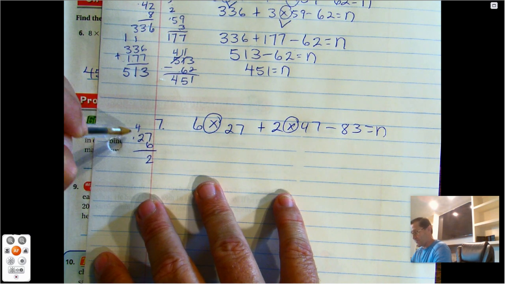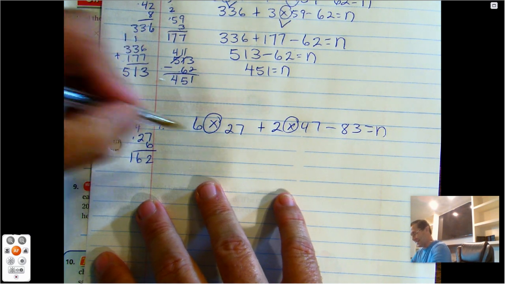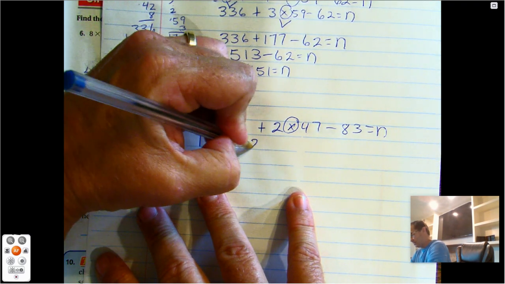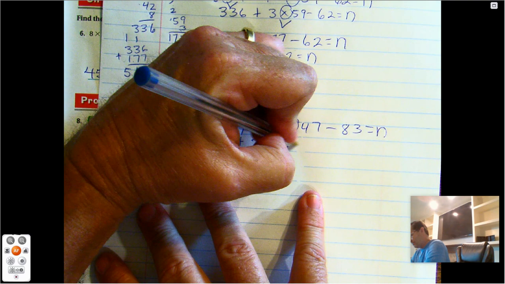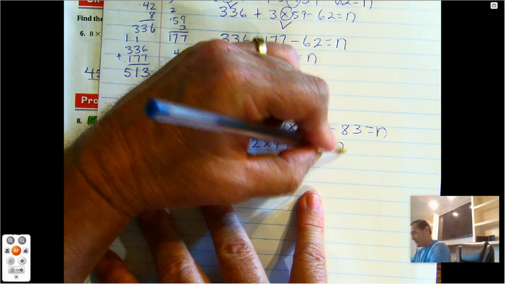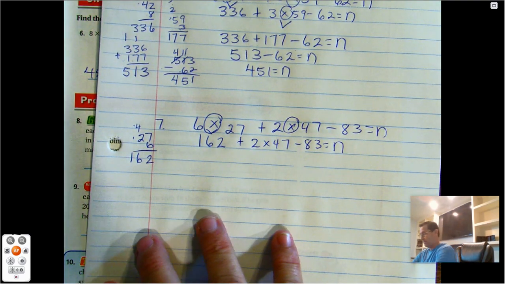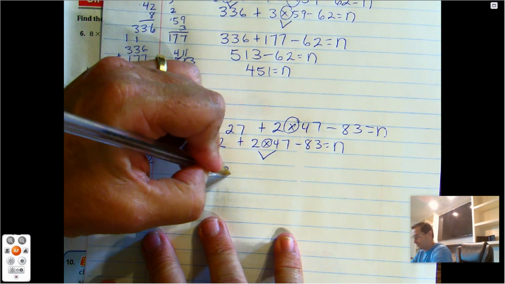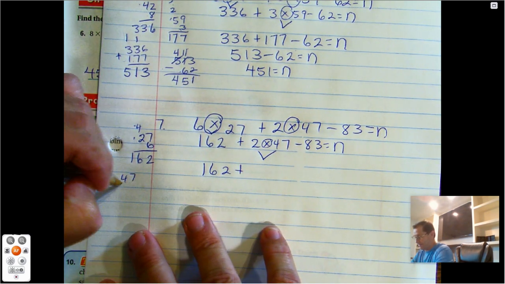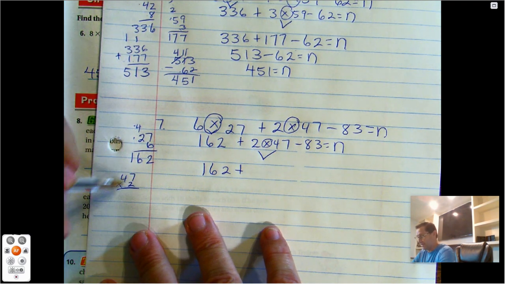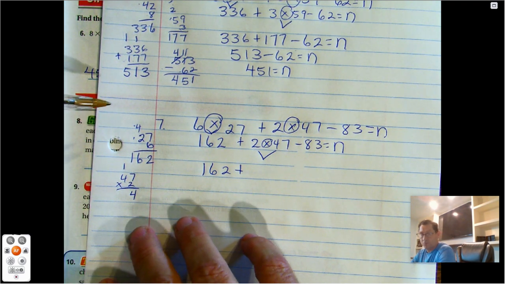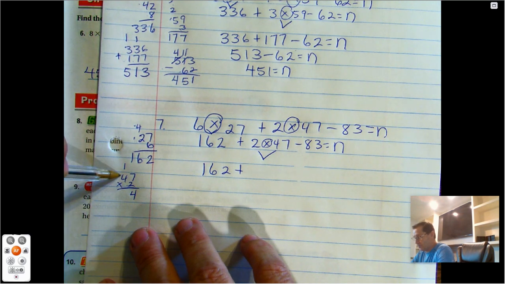So 162 plus 2 times 47 minus 83 equals n. I still have multiplication. I'm going to simplify that next. So 47 times 2. 2 sets of 7 ones, 14 ones. Regroup that as 1 ten and 4 ones. 2 sets of 4 tens is 8 tens, plus 1 more is 9 tens. 90 tens.